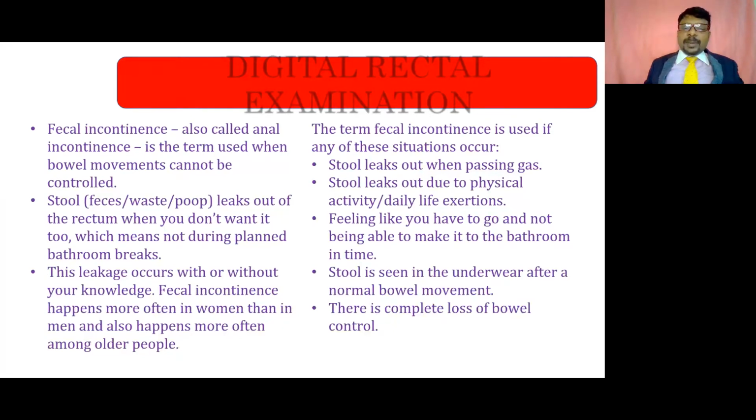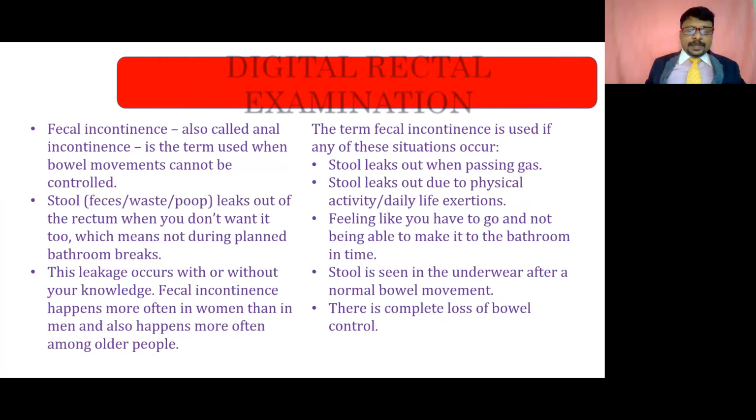Also, another complication here is fecal incontinence, being unable to control the stool. Because of the weakness, the stools may be liquid, so they may get incontinence, and the stool may also leak. It may be because of a problem inside the rectum, or being unable to control the anal sphincter, which may cause leakage.